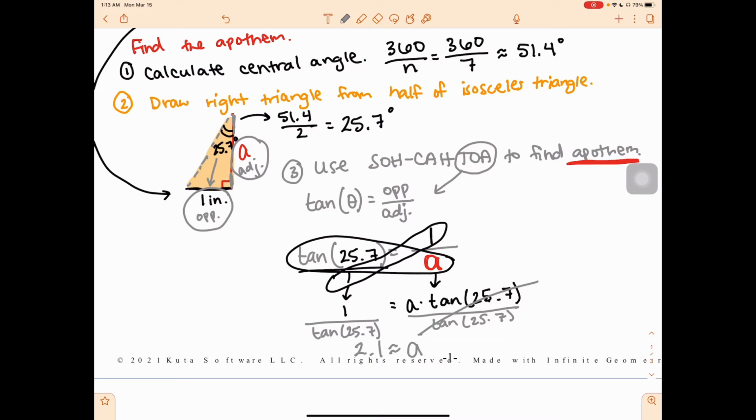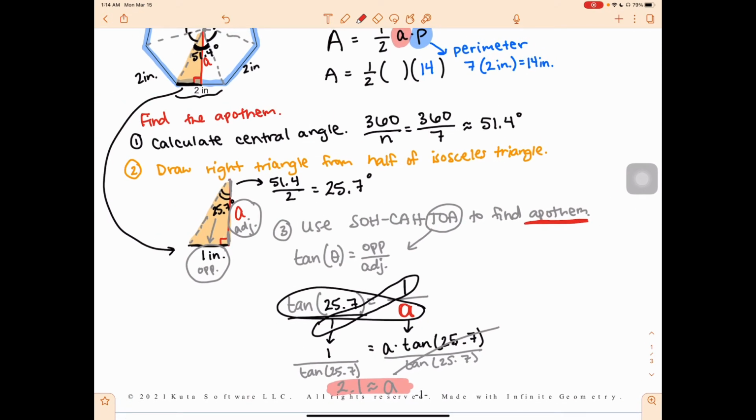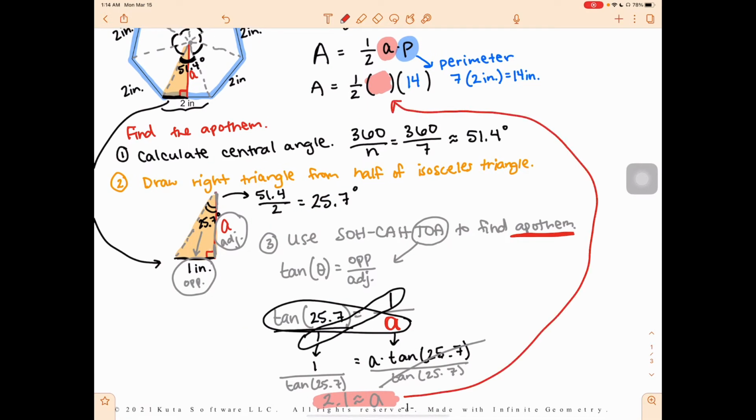Now we're still not done. What we just did was we solved for the apothem in order to let us find the area. So what we need to do is take that apothem and apply it up here into our formula. Okay, so again, this whole goal here was to find the apothem to plug it into our area formula. So it wasn't all for nothing. It's super important that we have the apothem.